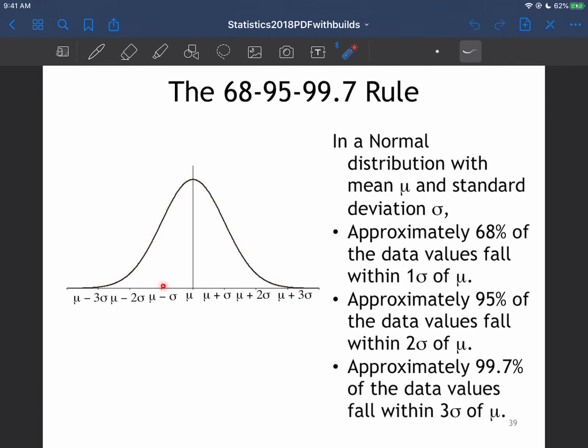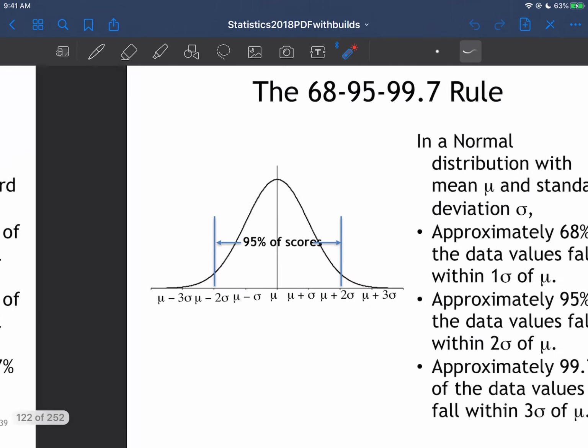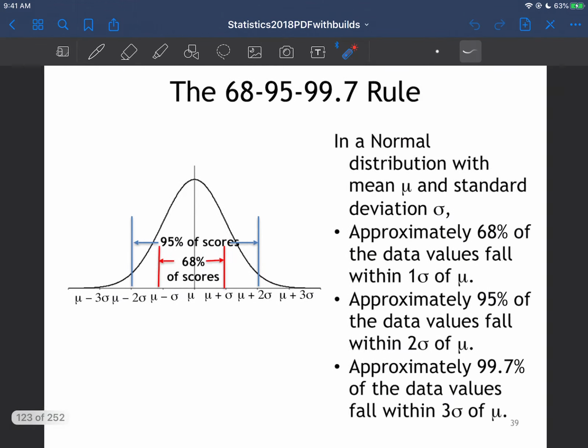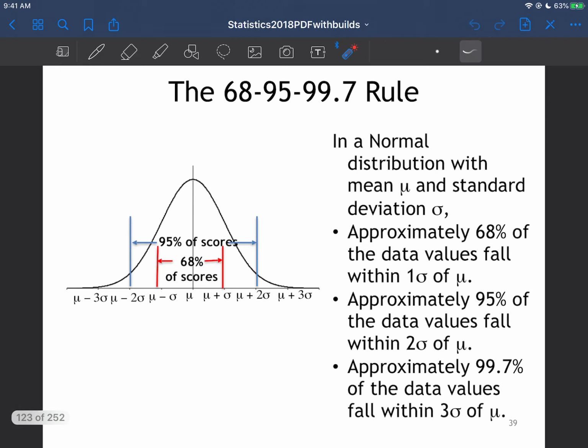And if I go out one standard deviation to the left and to the right, that means I'm going to subtract sigma to the left and add sigma to the right. Then the 68-95-99.7 rule says that 68% of the data lies within one standard deviation of the mean. So 68% of the data is between the mean minus the standard deviation and the mean plus the standard deviation.